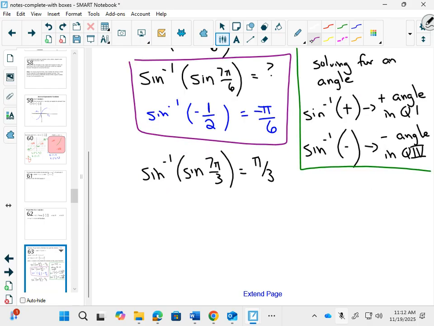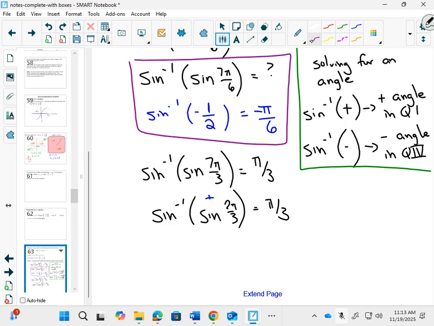All right. Even sine inverse of sine of 2 pi over 3. Do you see that this is in quadrant 2? Sine is positive in quadrant 2, so I know this is going to be positive. And so what is my pi over 3 in quadrant 1? The answer to this is pi over 3.